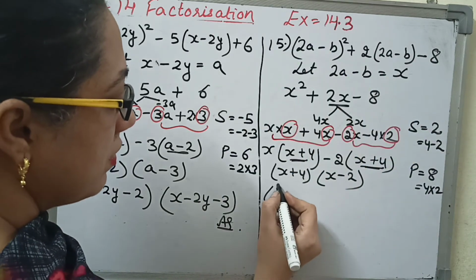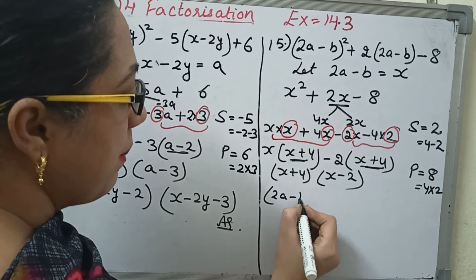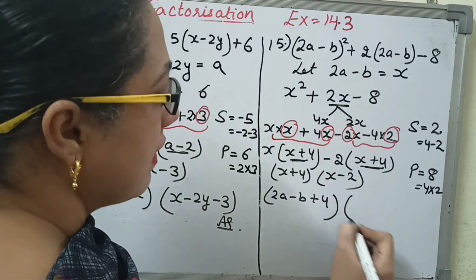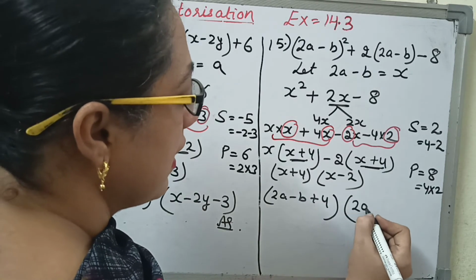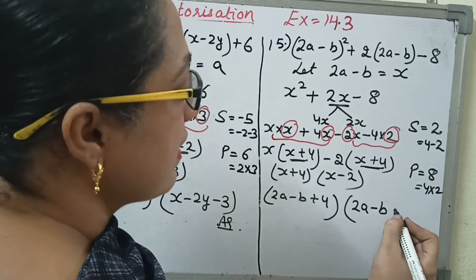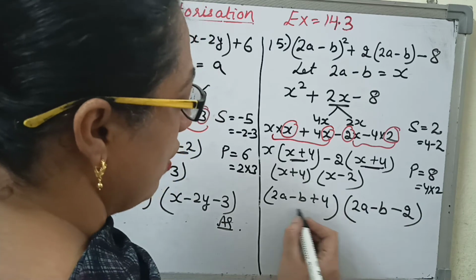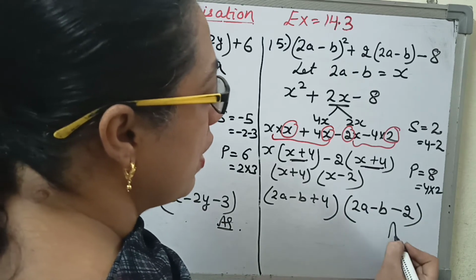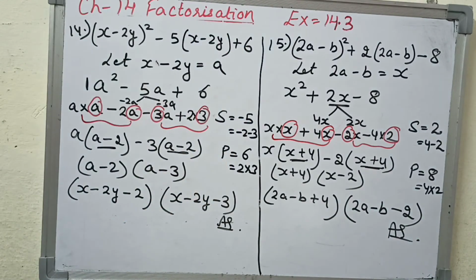So I write down x as 2a minus b plus 4, and then similarly in the second bracket x is 2a minus b, so I write down 2a minus b here in place of x. So the answer we will get is 2a minus b plus 4, 2a minus b minus 2.